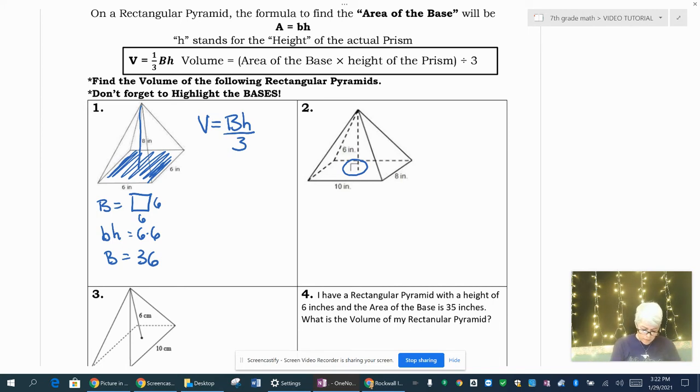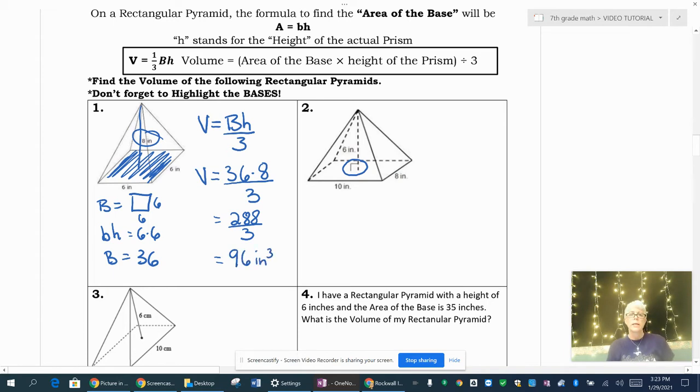So let's write this formula. We're going to write what we know. We know 36 is big B. The height now we can see is this 8 right here. And then all of this is divided by 3. So if I do the math on that, 36 times 8 is 288 divided by 3 is 96 inches cubed.